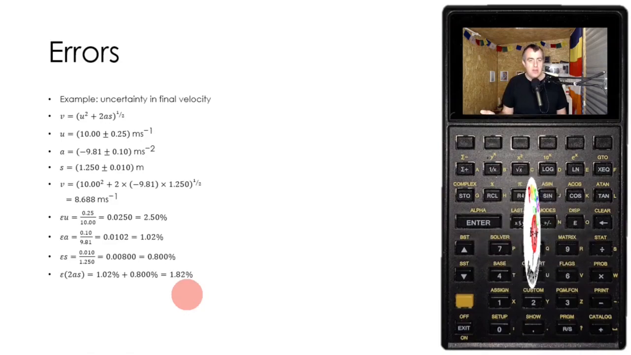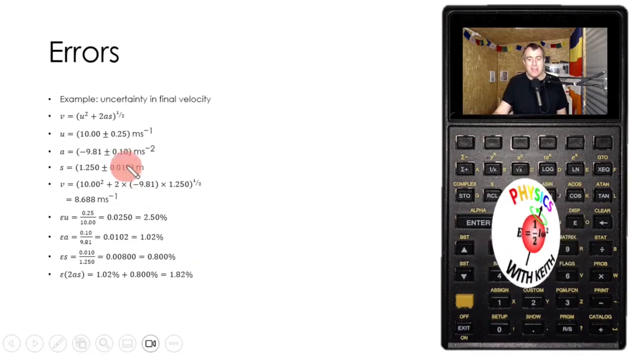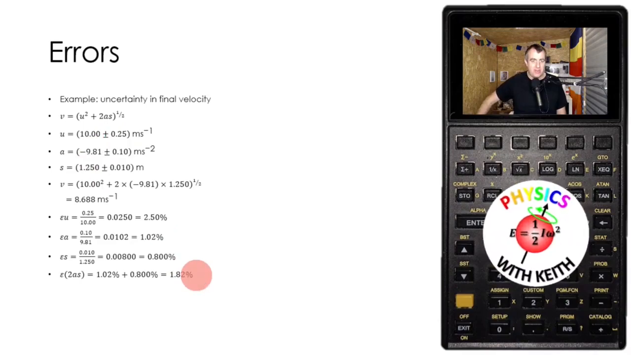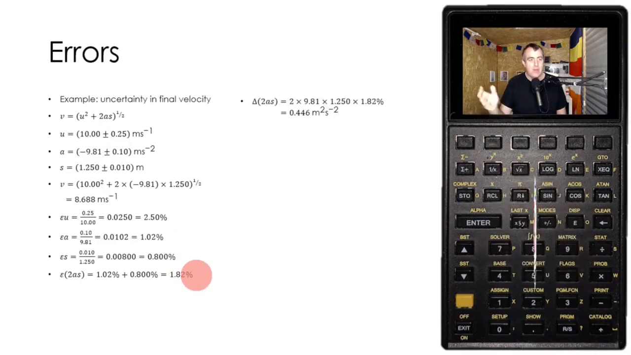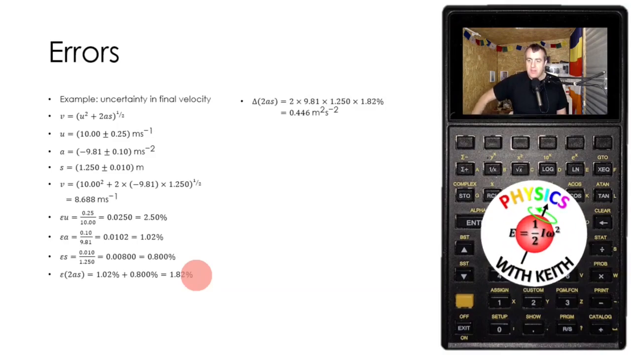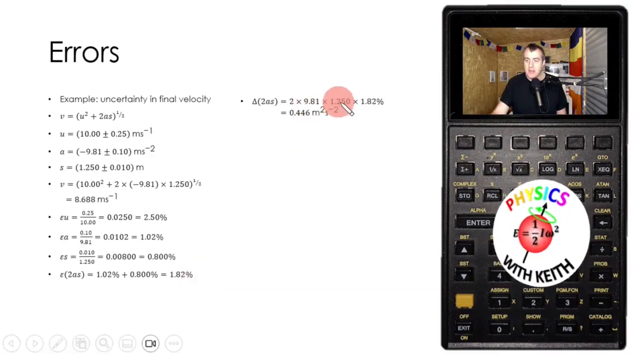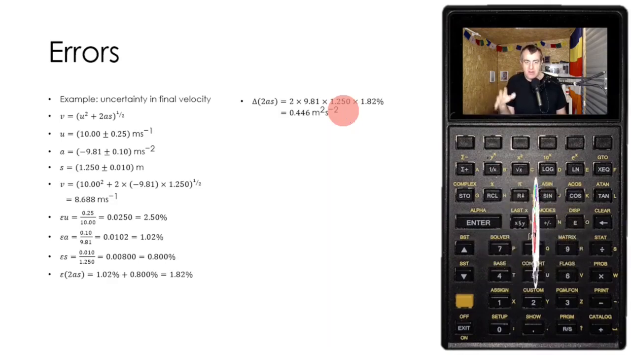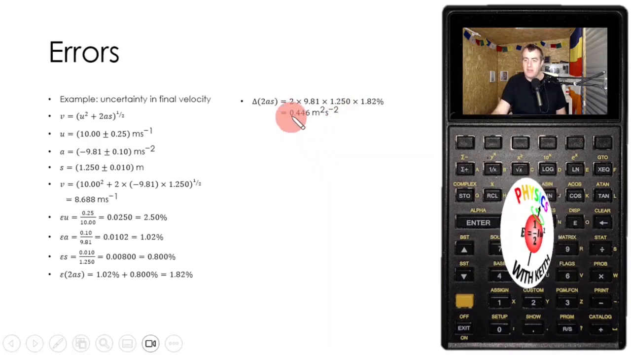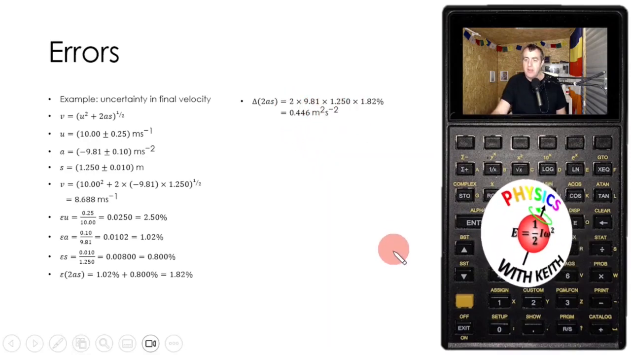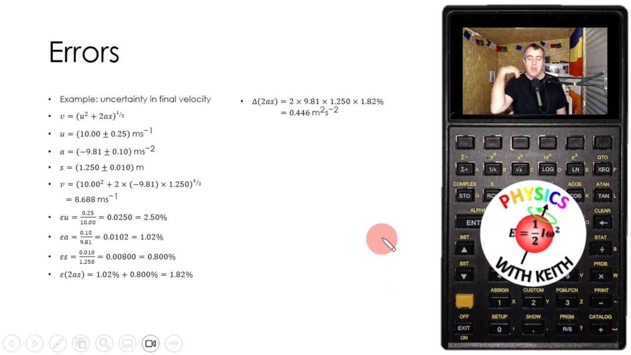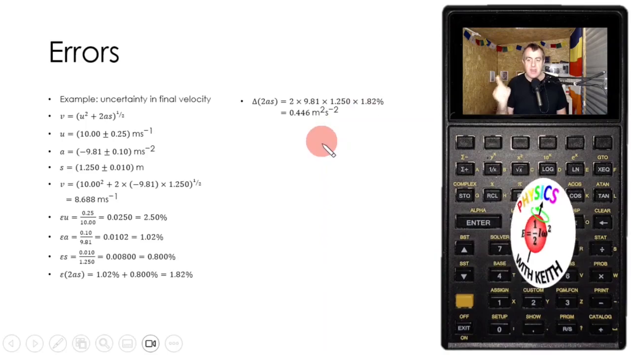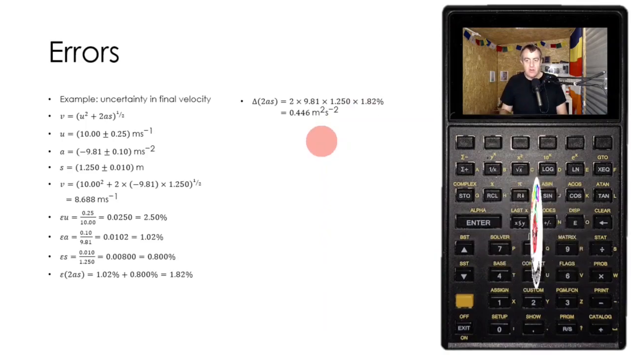Well, that's fine, but 2as is being added to u squared in this equation. So I'm going to have to know what the absolute uncertainty in 2as is. So we do the conversion. There's 2as, that's 2 times a times s. I haven't bothered with the negative sign because it's an uncertainty and they're always going to be plus or minus anyway. So I've just done 2 times 9.81 times 1.250 and then multiplied it by the percentage uncertainty in 2as, and there's the answer. Notice it has a unit. That is the unit of 2as.